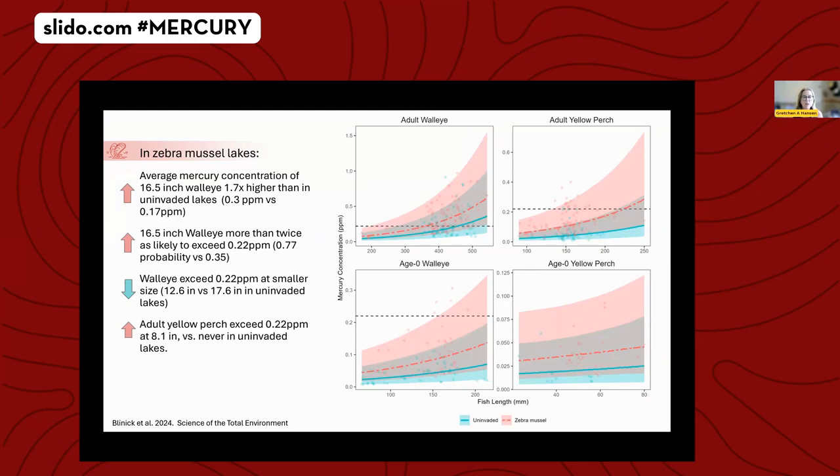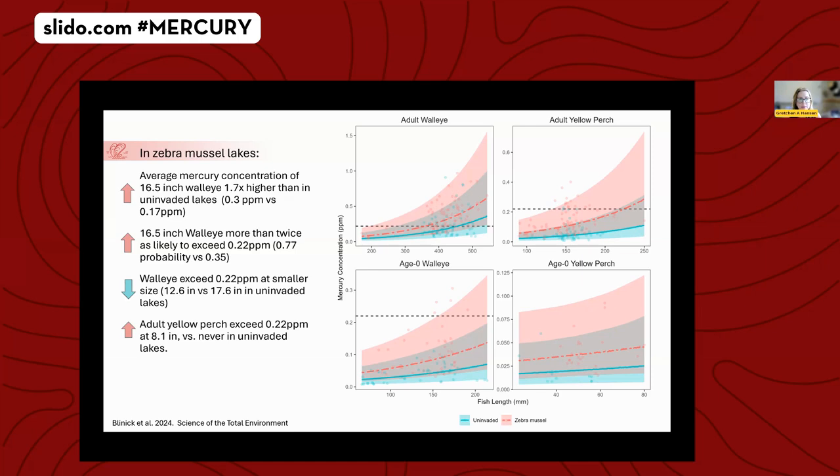So mercury accumulates in fish tissue over time. And so older, bigger fish have more mercury than smaller, younger fish. And so the amount of mercury present in a fish and the effect that zebra mussels might have on that accumulation depends on fish length. So when we look at mercury concentrations by length in lakes that have zebra mussels versus those that don't, we see that the average mercury concentration of a 16.5-inch walleye, which was like the average size of an adult walleye in our study, was 1.7% higher in invaded versus uninvaded lakes. And those fish are more than twice as likely to exceed that 0.22 parts per million threshold.